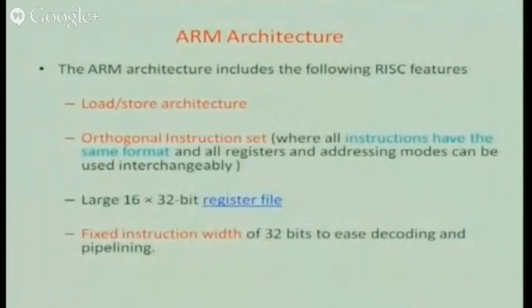But in this case, ARM processor, the instruction set is orthogonal. That is, interchangeably we can use any register, any addressing mode. The register file is very large, which provides 16 general purpose registers, and each register is 32-bit wide. Then a fixed instruction width of 32 bits for easy decoding and pipelining. That is, each instruction will be of 32 bits. So besides its own instruction set, which will be 32-bit wide, it provides a Thumb instruction set, right?